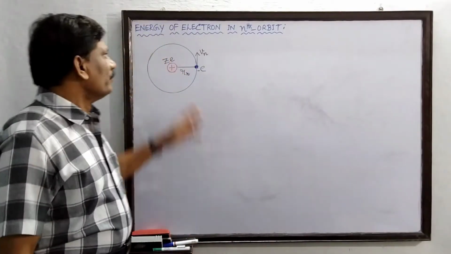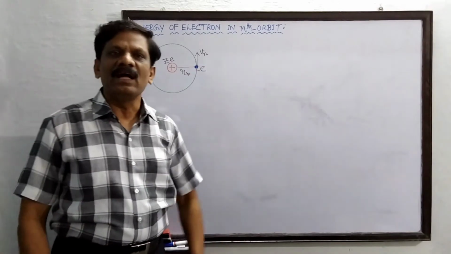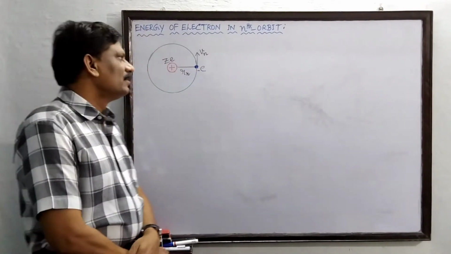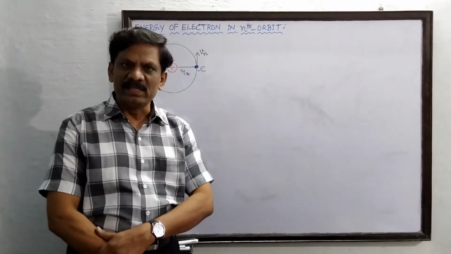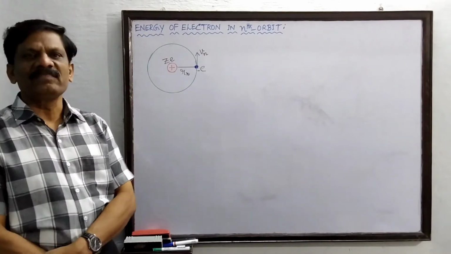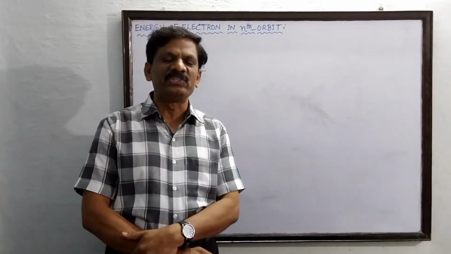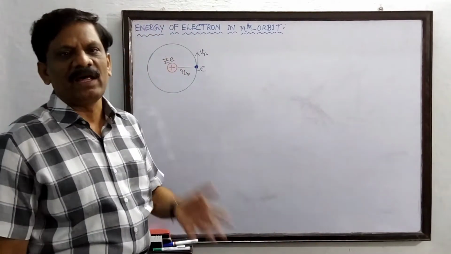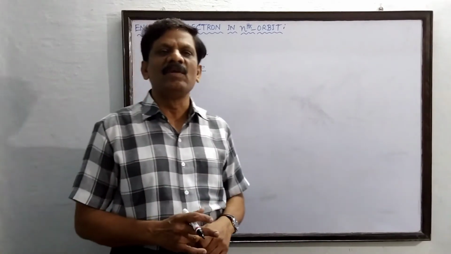Students, we are going to derive an expression for the energy of the electron in the nth orbit. This is also called Bohr's energy. Now, we can see that an electron is revolving around the nucleus in a circular orbit, and due to the charge of the electron and the charge of the nucleus, there will be electrostatic potential energy for the electron. And due to the motion of the electron, it will also possess kinetic energy. So, two types of energies it will possess.